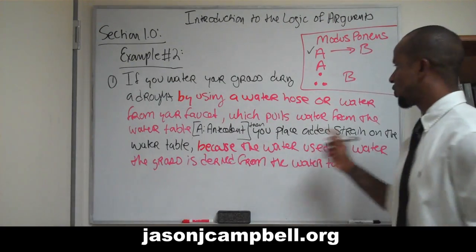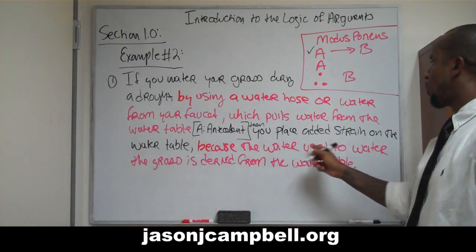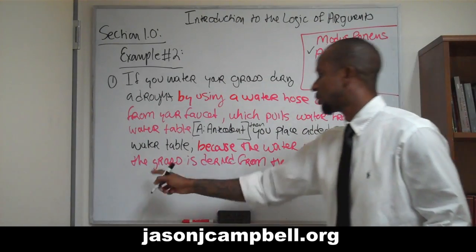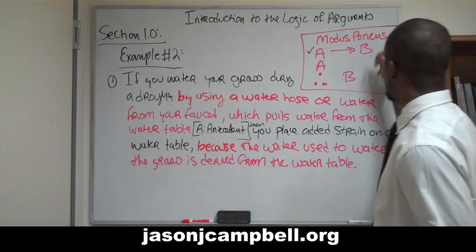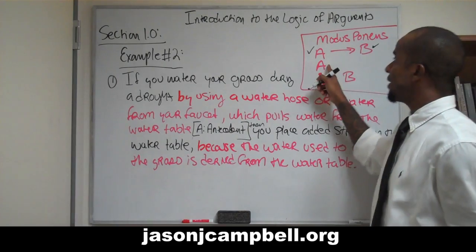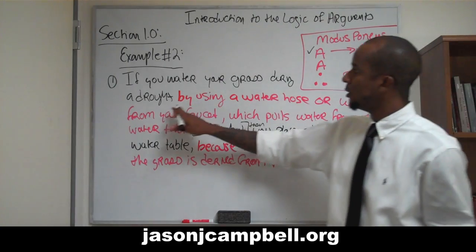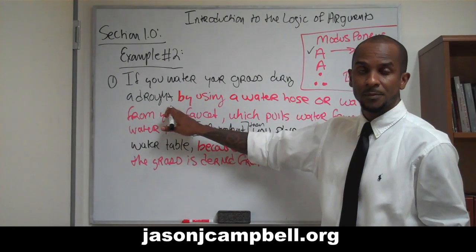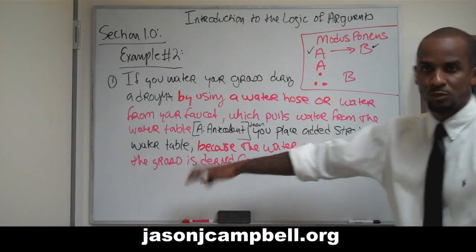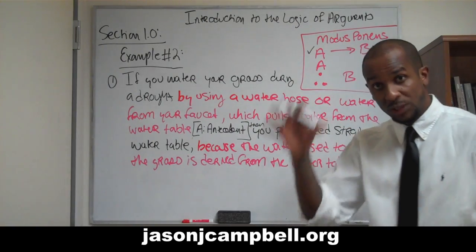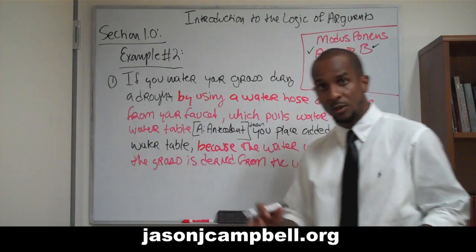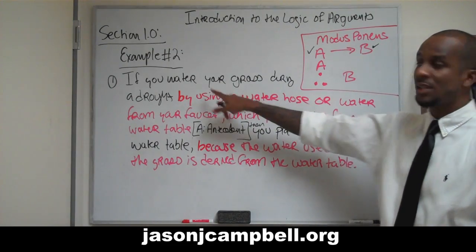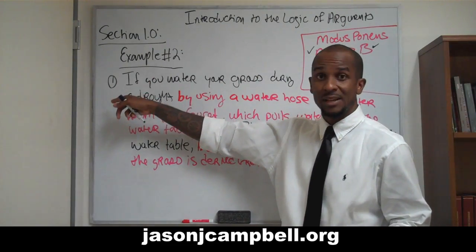Then, you place added strain on the water table because the water used to water the grass is derived from the water table. I got that. Now I just have to make an affirmation of my antecedent. I don't have room to write this, so if you really want to formalize this, you write this out yourself. I just make an affirmation of this, minus the if.